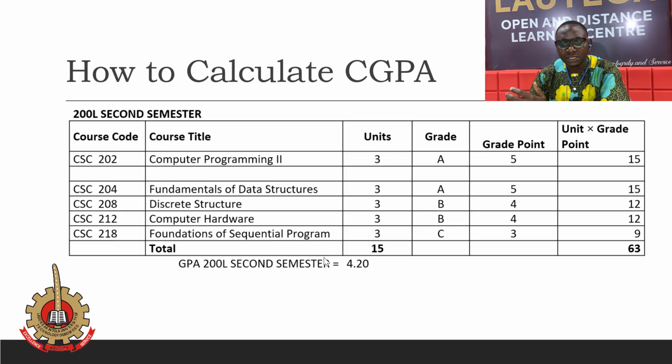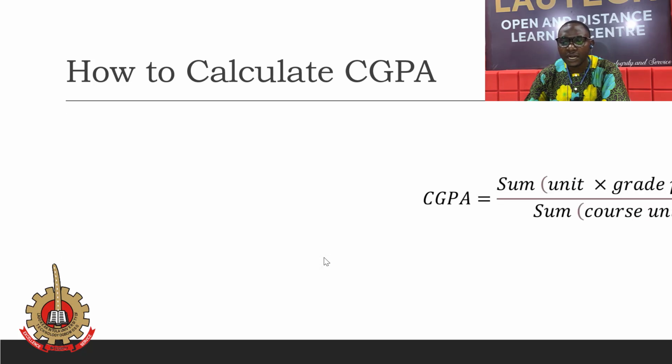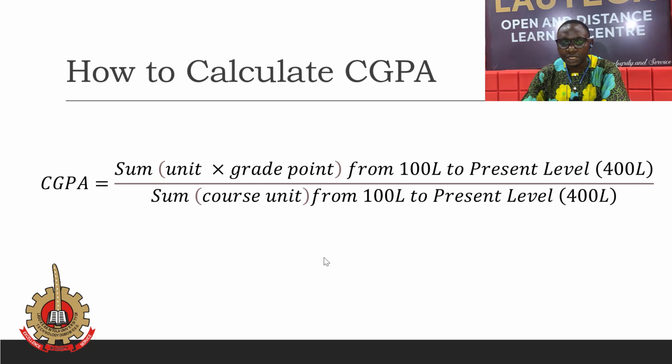Now, let us see the result at the end of our second semester. Let's say at the end of second semester 200 level, your GPA is 4.20. Now there is need to calculate your CGPA. This is the formula to calculate your CGPA. It is the sum of the product of unit and grade that you have per semester. That means the sum of unit and grade that you have in 100 level first semester, 100 level second semester, 200 level first semester, 200 level second semester.